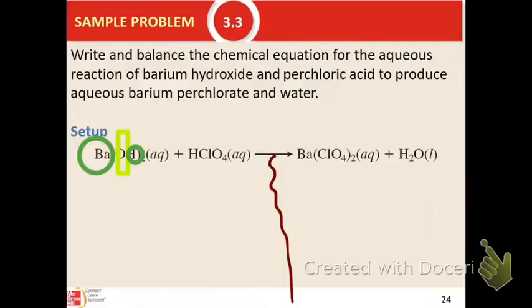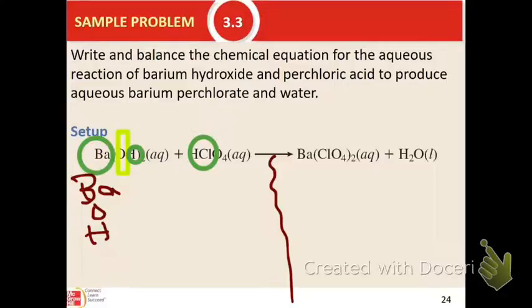And then the only other element that I have is chlorine. So I'm going to write them right here. There's my barium, I have oxygen, I have hydrogen, and I have chlorine. That's what I have. And now I'm going to count how many of each of those I have.